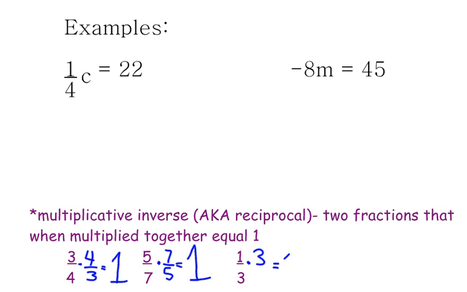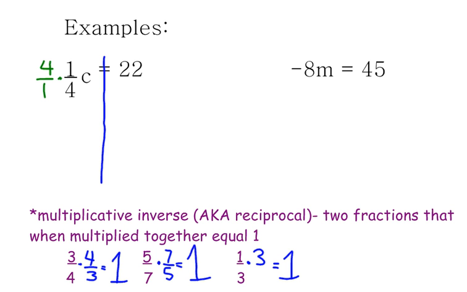And I would get 3 over 3, which is 1. So when we have a problem that shows a fraction like this first one does, I'm going to put in my balance line, and I'm going to multiply by the multiplicative inverse, or the reciprocal. So what is the reciprocal of 1/4? Well, that's 4 over 1.